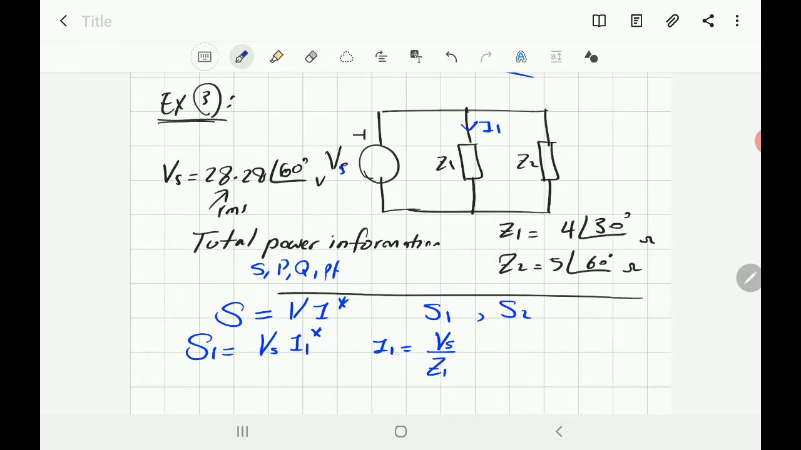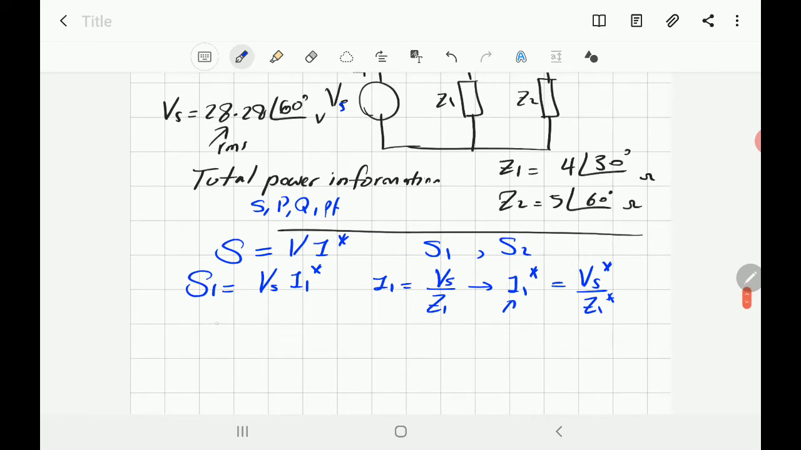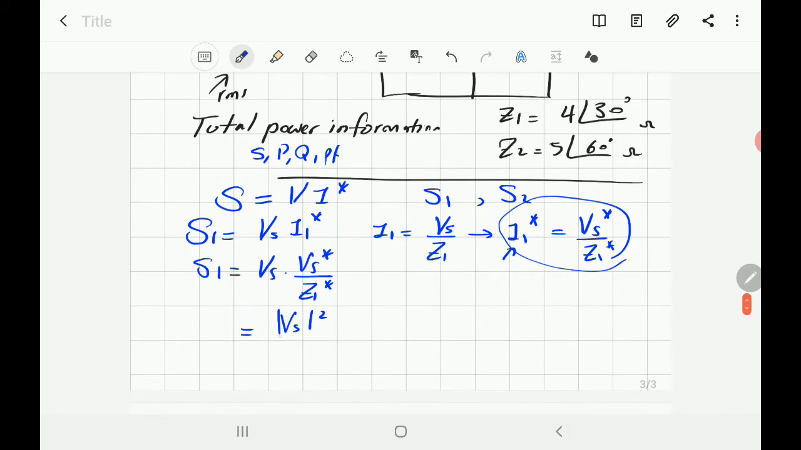But I don't need I1, I need I1 conjugate. So I1 conjugate will be equal to Vs conjugate divided by Z1 conjugate. Now use this expression in S1. So S1 is equal to Vs times I1 conjugate, which I found here as Vs conjugate divided by Z1 conjugate. When you multiply a vector by its conjugate, you get the magnitude squared, divided by Z1 conjugate.